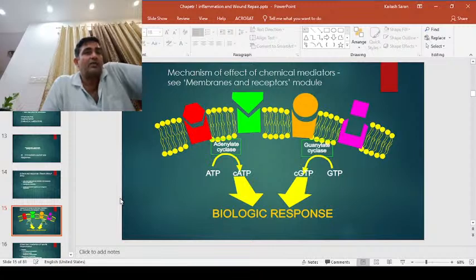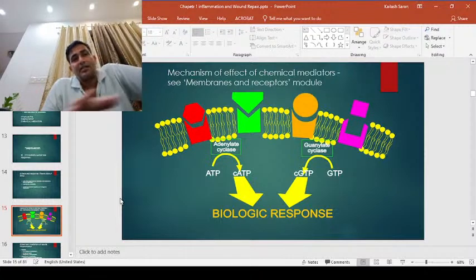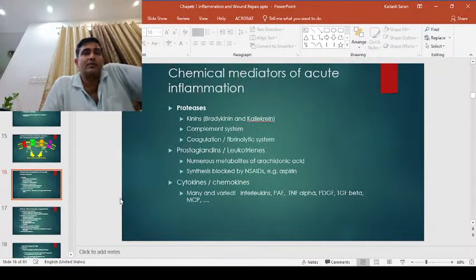So the membrane receptor module, that's very important. ATP is converted to cAMP, and GTP to cGMP, so adenylyl cyclase and guanylyl cyclase enzymes are involved. They can ask about the enzymes. They can show this diagram, hide the name of the enzyme, and ask about the name of the enzyme. So this is a very important diagram again.